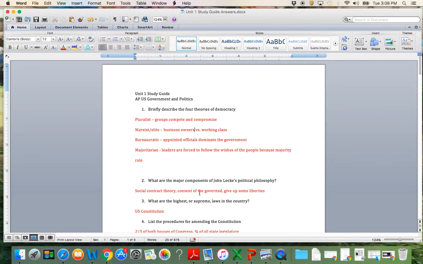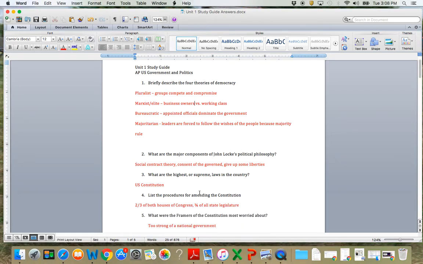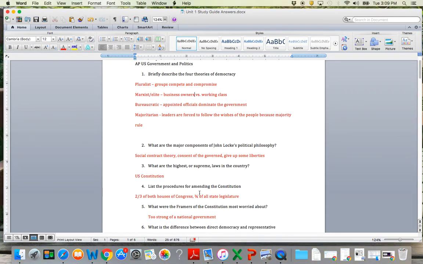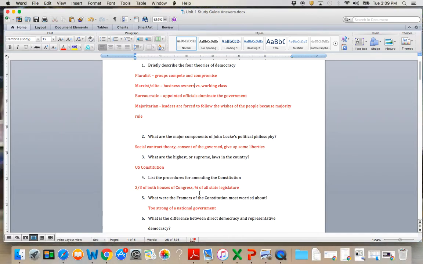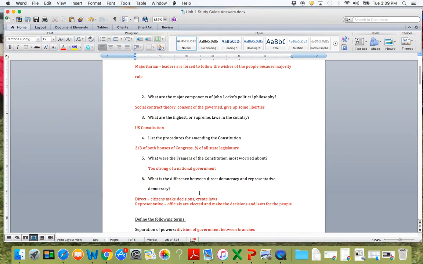made. Our government was founded by different components and philosophies such as John Locke's social contract theory, telling us that everyone must give the consent to be governed. People want to be governed, and in order to do that, they have to give up some of their liberties. The highest law in the land, the supreme law in the land in the United States, is the United States Constitution.